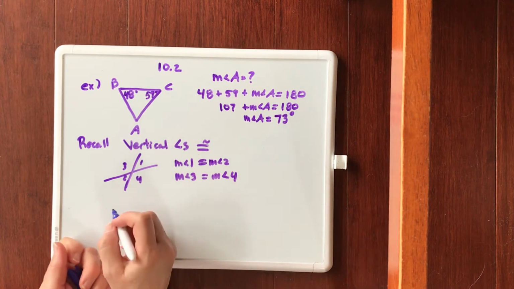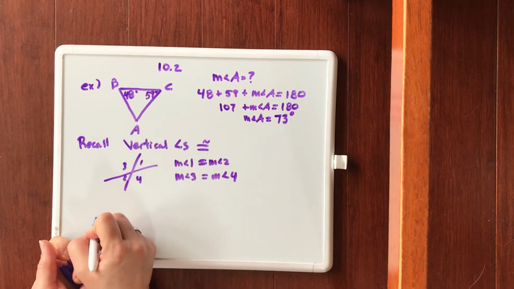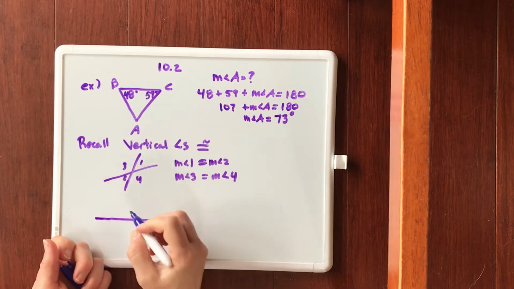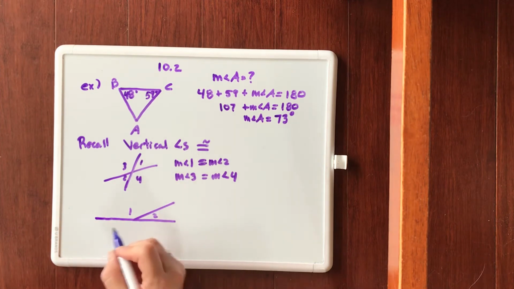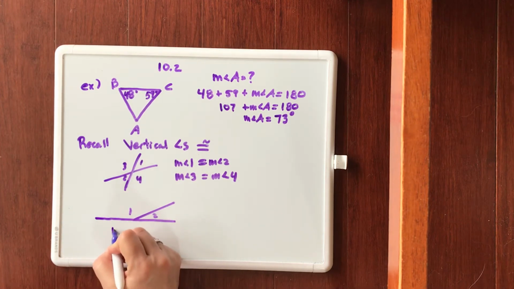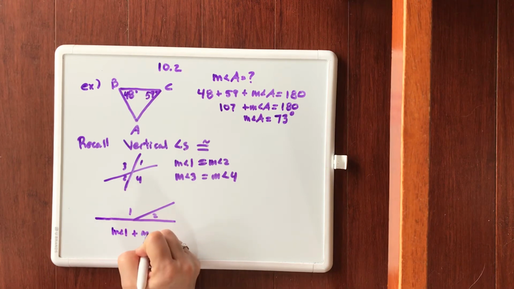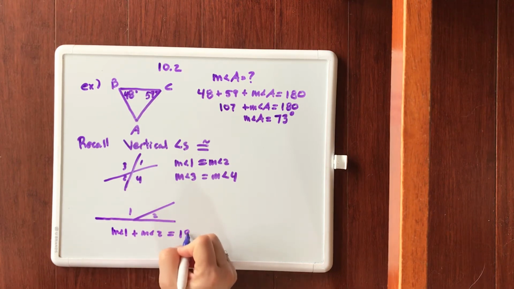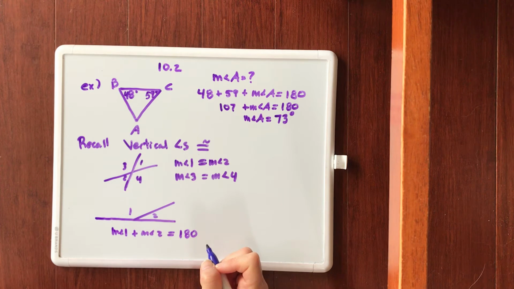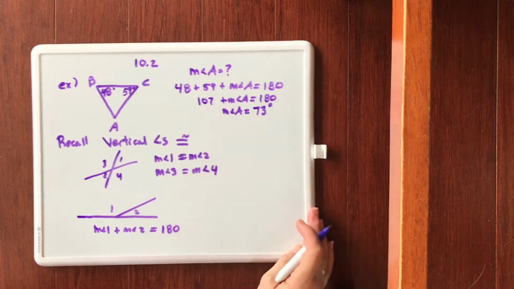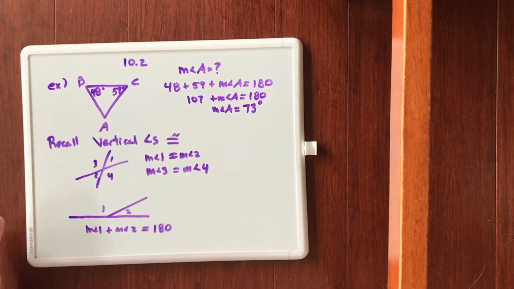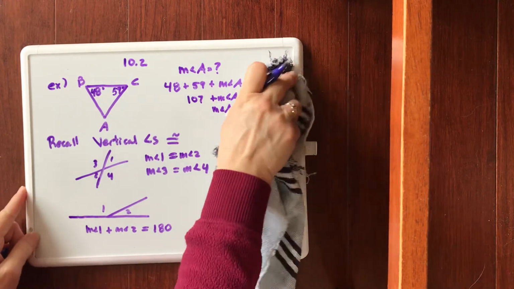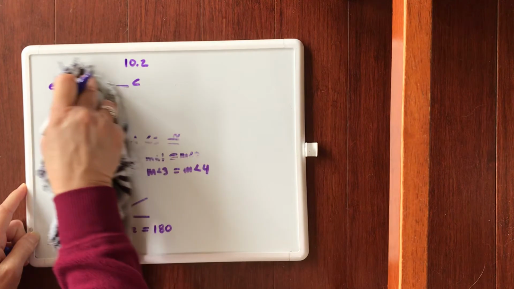Okay? Also, I want you to recall supplementary angles. Here we have 1 and 2. What do we know about supplementary angles? We know the measure of angle 1 plus the measure of angle 2 equals 180 degrees. Okay? So we're going to do a problem now, an example, utilizing everything that we have here. I'm going to erase this so I can draw the picture.